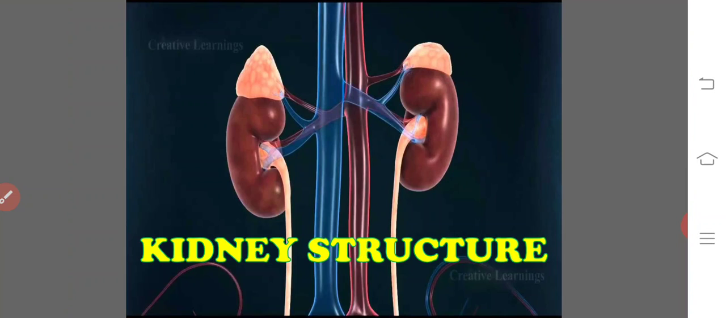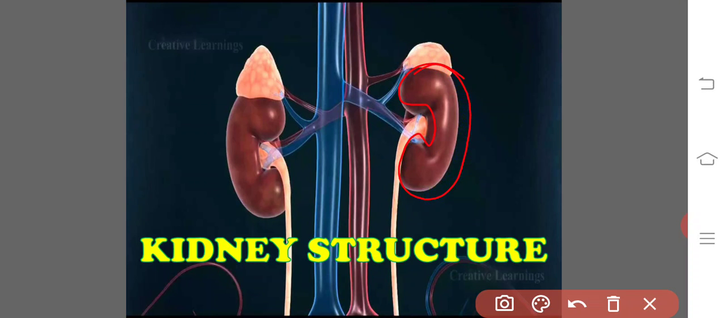Structure of the kidney. One pair of kidneys is present in the human being. They are bean shaped, dark red in color, and they are metanephric kidneys.